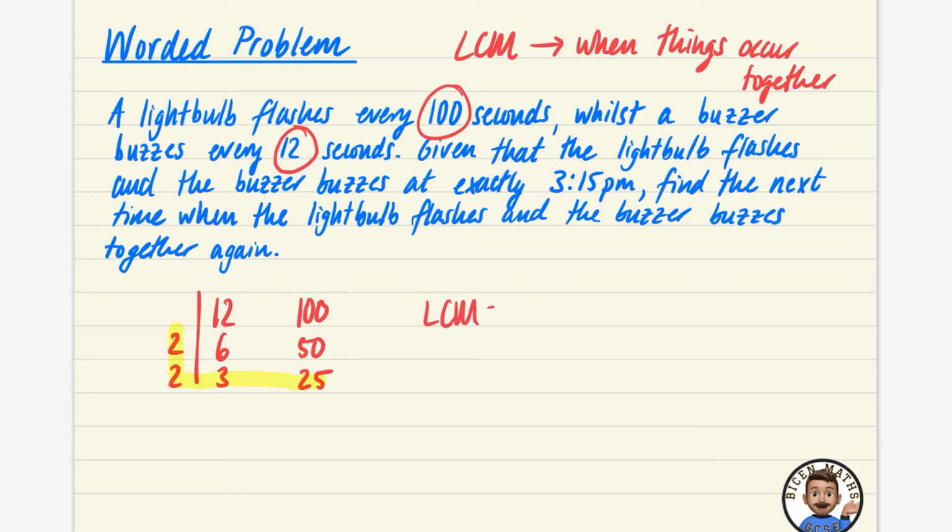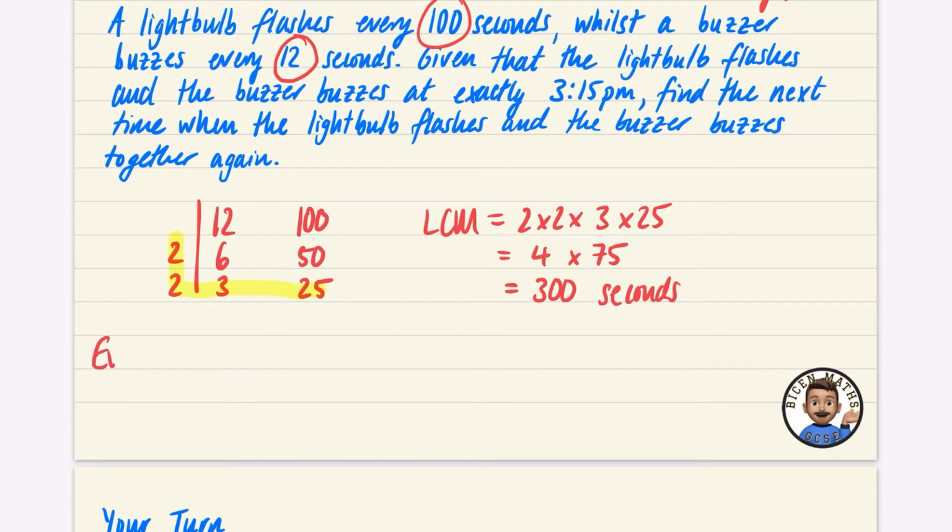The lowest common multiple is 2 times 2 times 3 times 25. So I can do the 2 times 2, which is 4, 3 times 25 is 75. Well, 4 times 75, that is going to be 2 times 75 is 150, so 4 times 75 is 300. So this means that every 300 seconds they will occur together. So every 300 seconds there is a flash and a buzz at the same time.